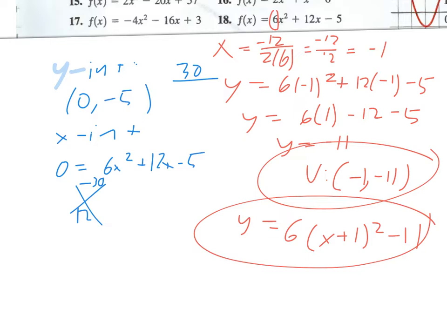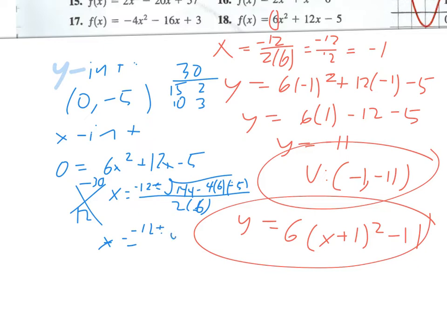Let's see, what multiplies to make 30? Do 15 and 2, but that doesn't work. Okay, 10 and 3, and that doesn't work either. So it looks like this is not factorable. So I'm going to jump into the quadratic formula instead. So we'll say x equals negative b plus or minus the square root of b squared minus 4ac, all over 2a.